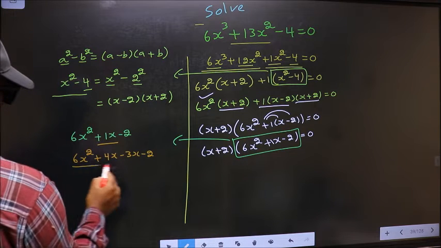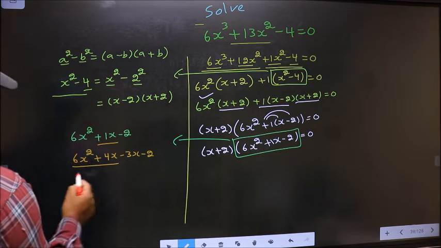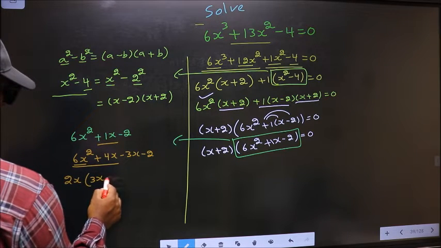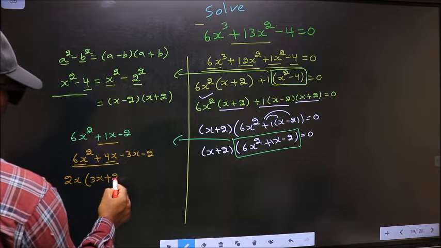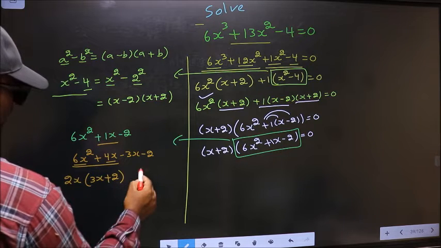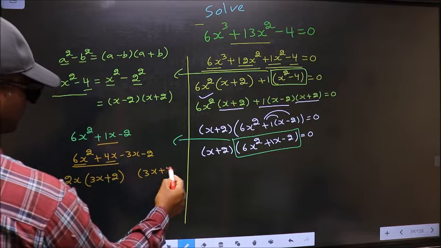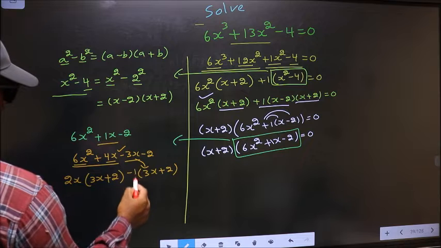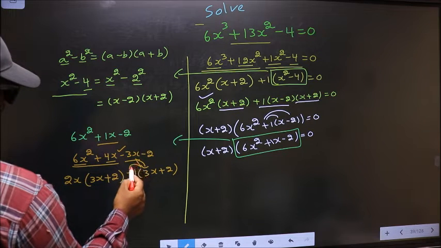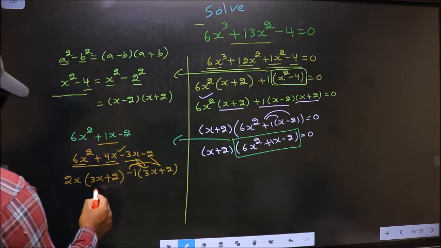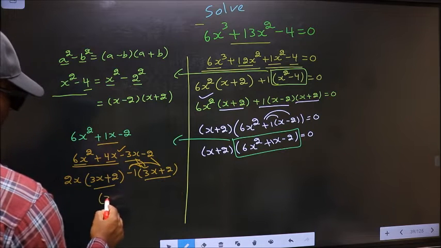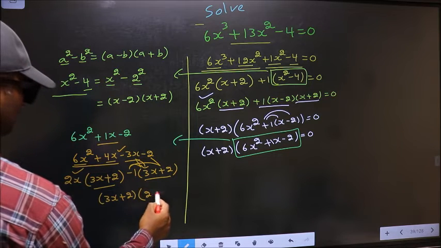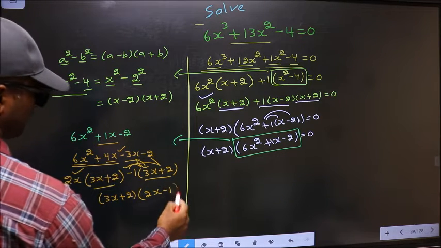Next, from these two terms, what can be taken out common is 2x. From this 2x out you get 3x, plus from this 2x out you get 2. Now whatever you got here, here also you should get the same thing. From this 3x gone inside, so outside you get minus 1. Even if you multiply and check, still you get the same thing. Now take out 3x plus 2 common. So here you have 2x and here minus 1.